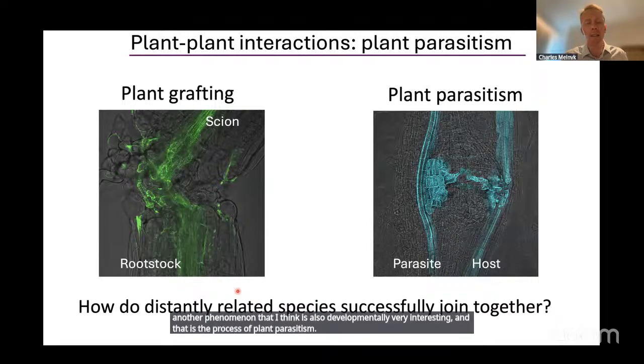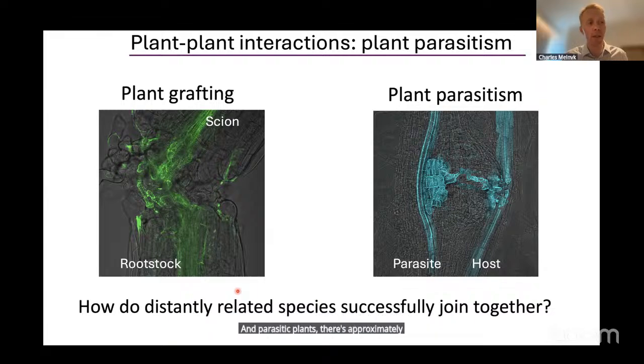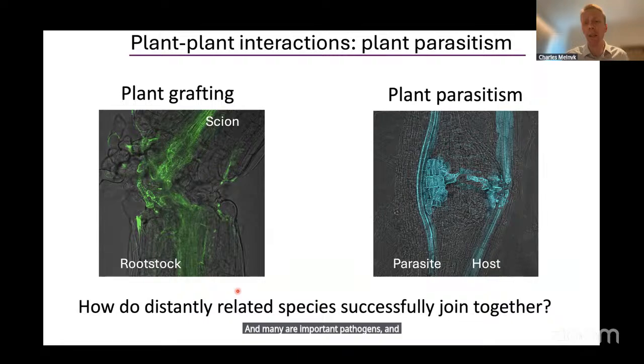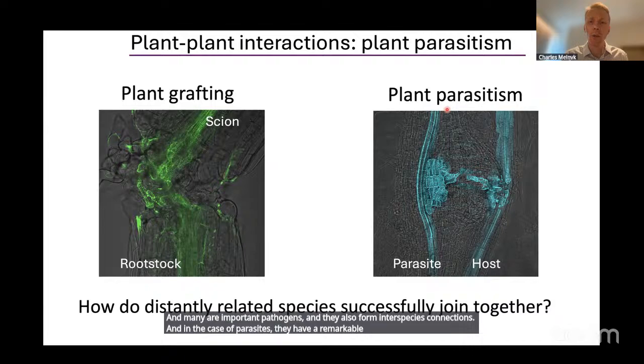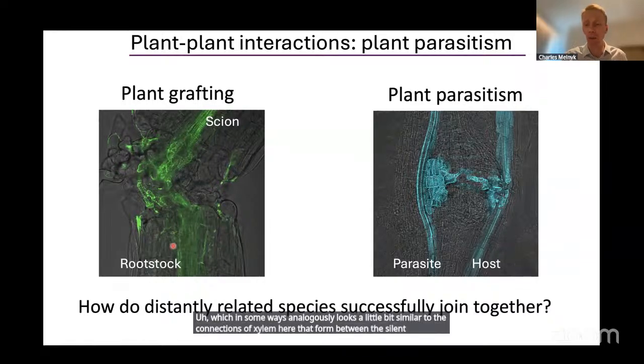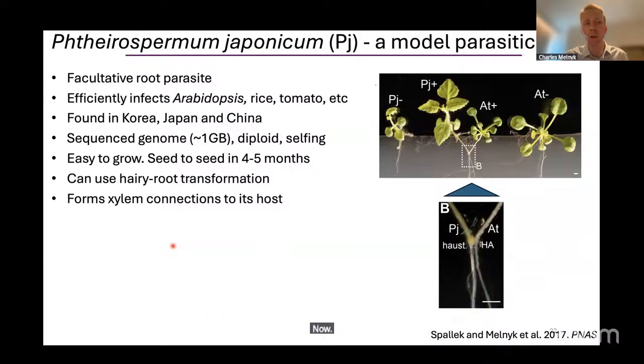There are approximately 4,000 known species of parasitic plants in the world, and many are important pathogens, and they also form interspecies connections. Parasites have a remarkable ability to infect hosts that are often completely unrelated or very distantly related. Here you can see a parasite infecting its host and forming a xylem bridge connection between them, which in some ways looks analogous to the xylem connections that form between the scion and the rootstock.